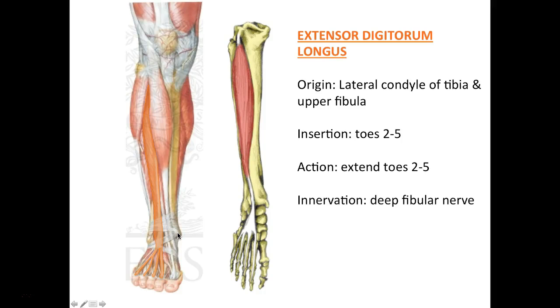I'm going to go back a step here. So next we have your extensor digitorum longus. This is going to originate not only from your lateral condyle of your tibia, but also the upper fibula. Then it'll go and insert into toes 2 through 5, and just based on its name, we're going to know that it's going to extend toes 2 through 5. And we're in our anterior leg compartment, so we know innervation will be deep fibular nerve.